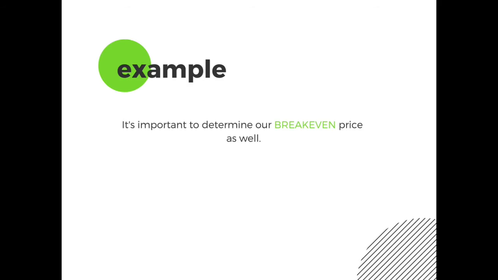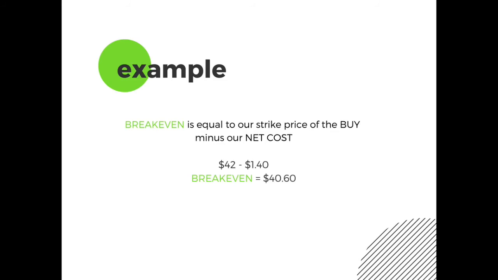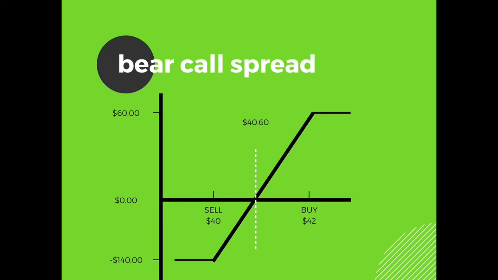So it's also important to determine our break-even price as well. Now, the break-even is equal to our strike price of the buy minus our net cost. So the break-even price for this trade is $40.60. Now, here's what this example looks like on the bear put spread diagram.